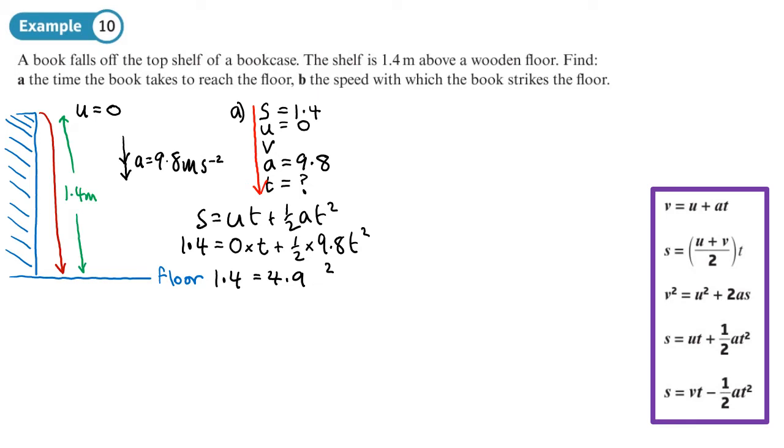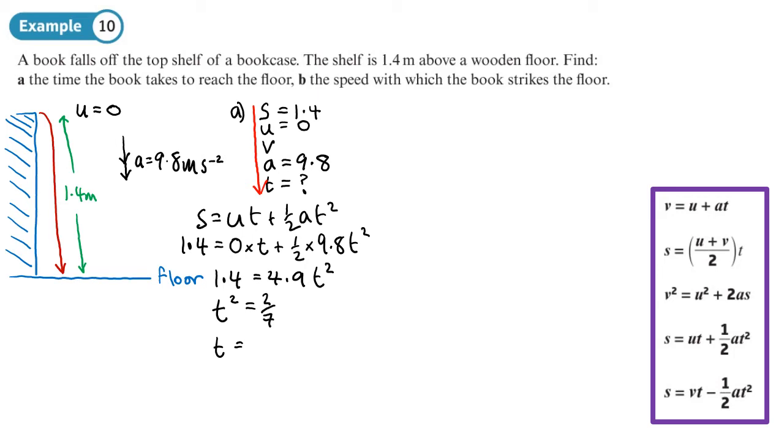So from there, the next thing that we're going to do is divide both sides by 4.9, so we get t squared. So t squared is 1.4 divided by 4.9, which, on my calculator, is 2/7. So we want to square root that to find t. We'll take the positive square root. So square root of our answer.